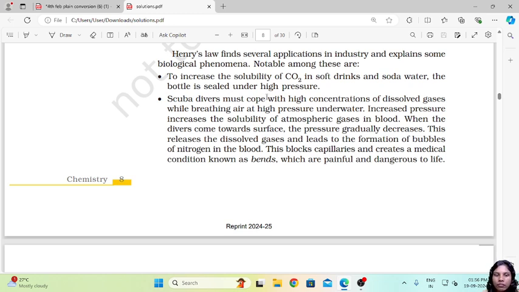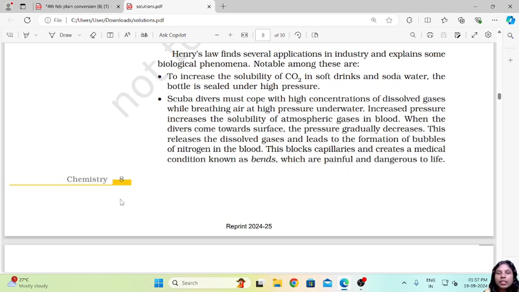Now, scuba divers must cope with high concentrations of dissolved gases while breathing air at high pressure underwater. Increased pressure increases the solubility of the atmospheric gases in the blood. When divers come towards the surface, the pressure gradually decreases. This releases the dissolved gases and leads to the formation of bubbles of nitrogen in the blood. This blocks capillaries and creates a medical condition known as bends, which are painful and dangerous to life.